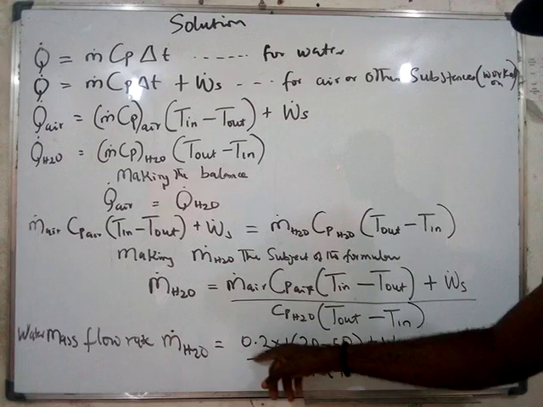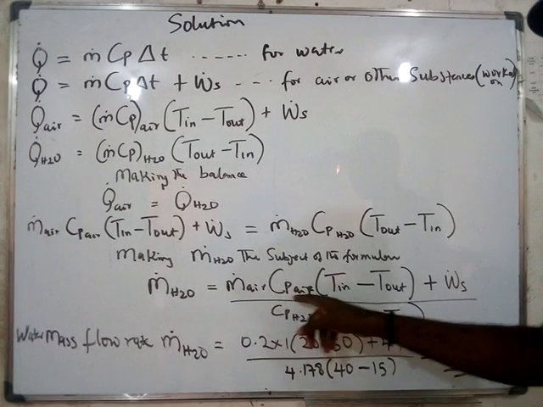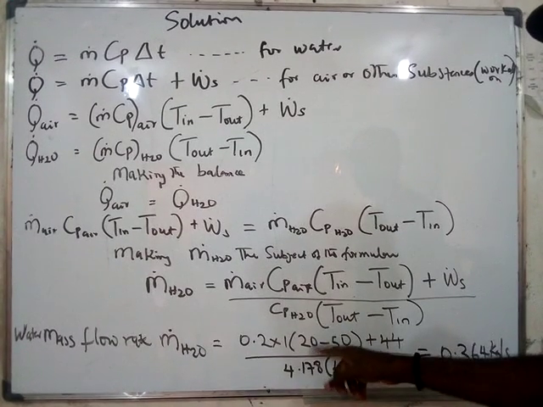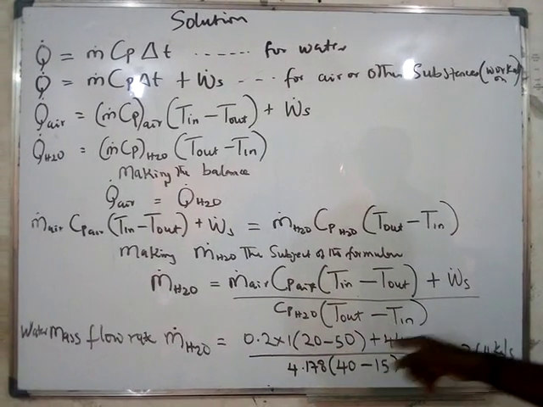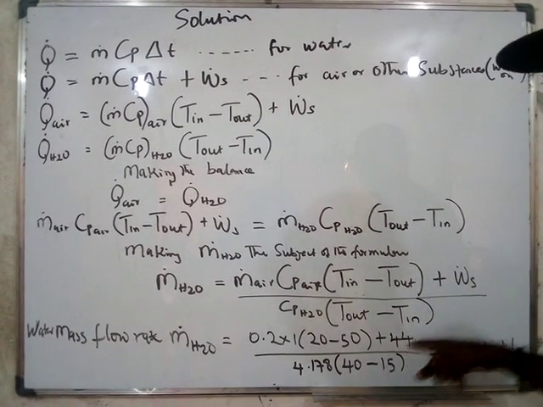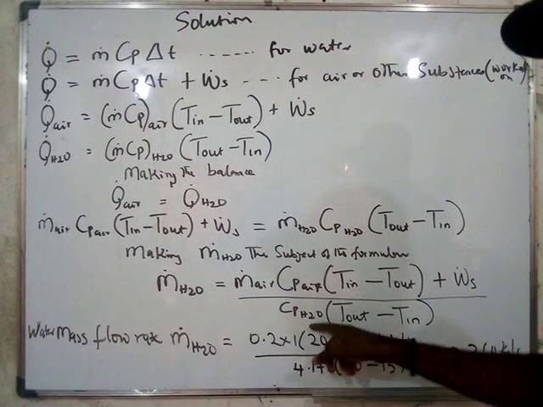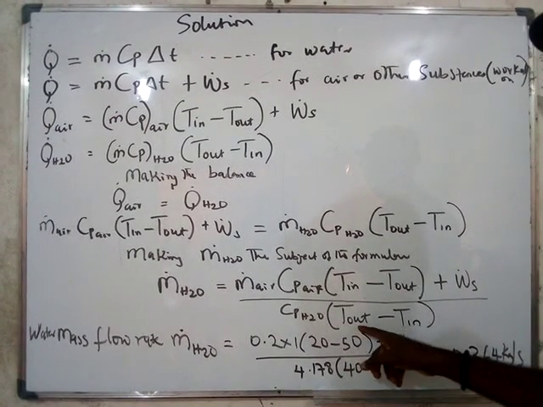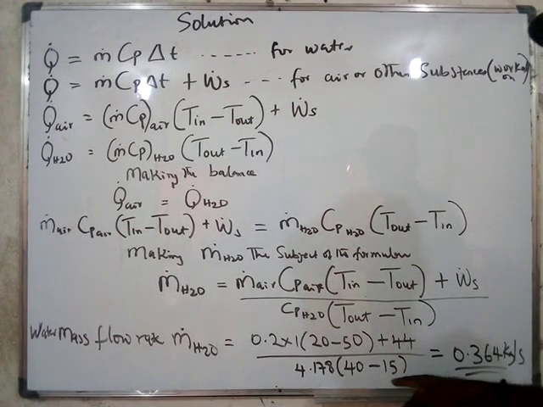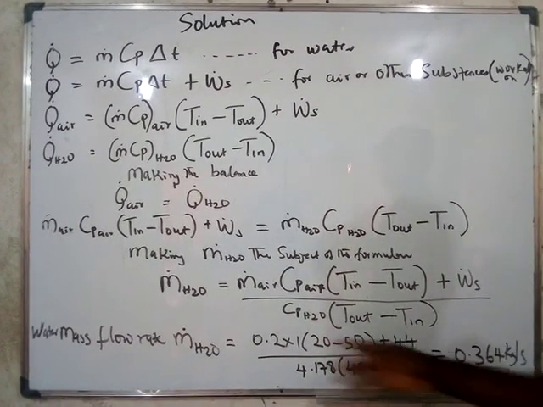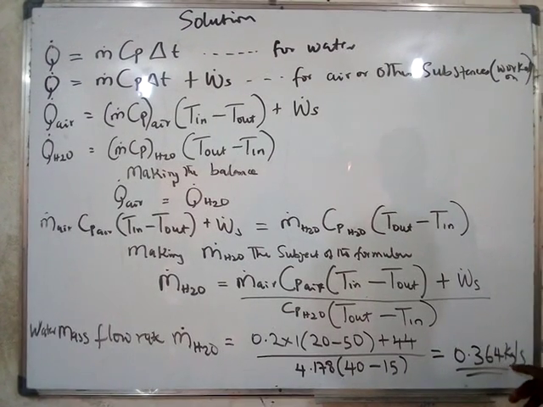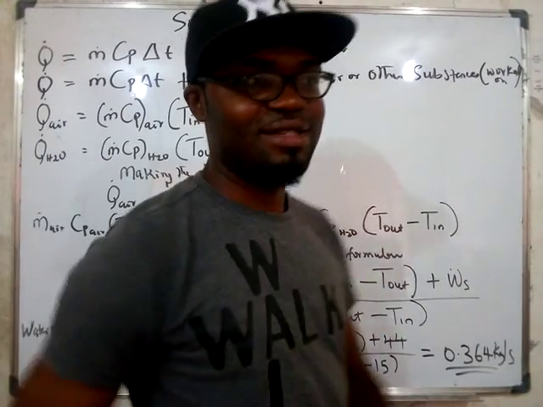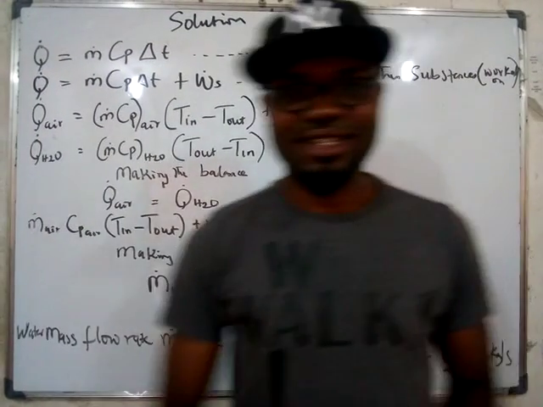Mass flow rate of air is 0.2, times specific heat capacity of the air, 1, times temperature in, 20, minus temperature out, 50, plus work done on the air by the compressor, 44, all over Cp of water, which is 4.178, times temperature out of water, 40, minus temperature in of water, 15. So when you do this calculation, you get 0.364 kilogram per second, and that is the mass flow rate of water that is used to do the cooling in the heat exchanger. And that is how we solve it.